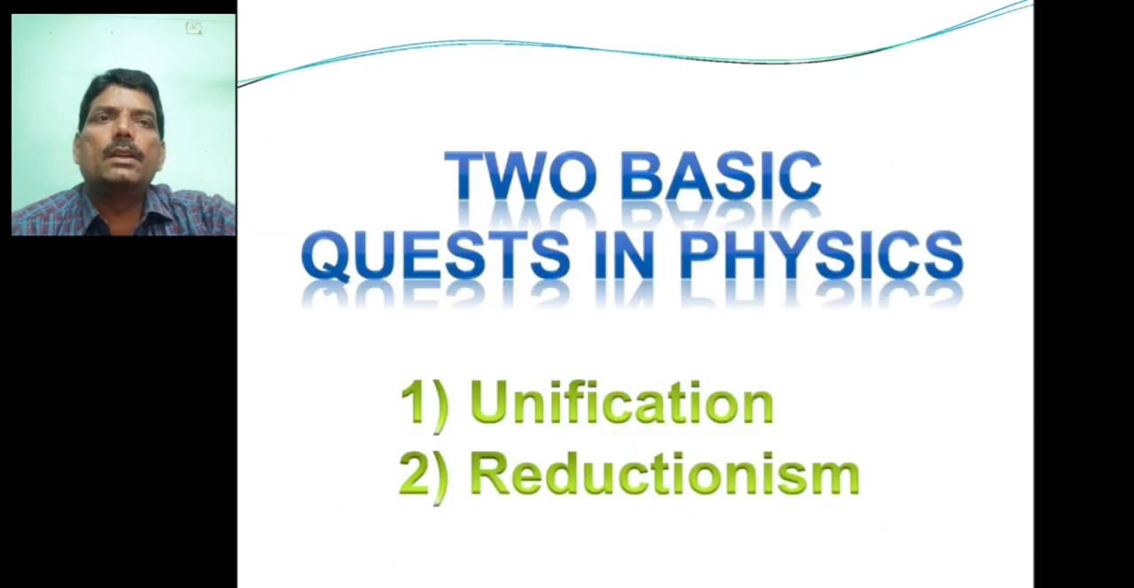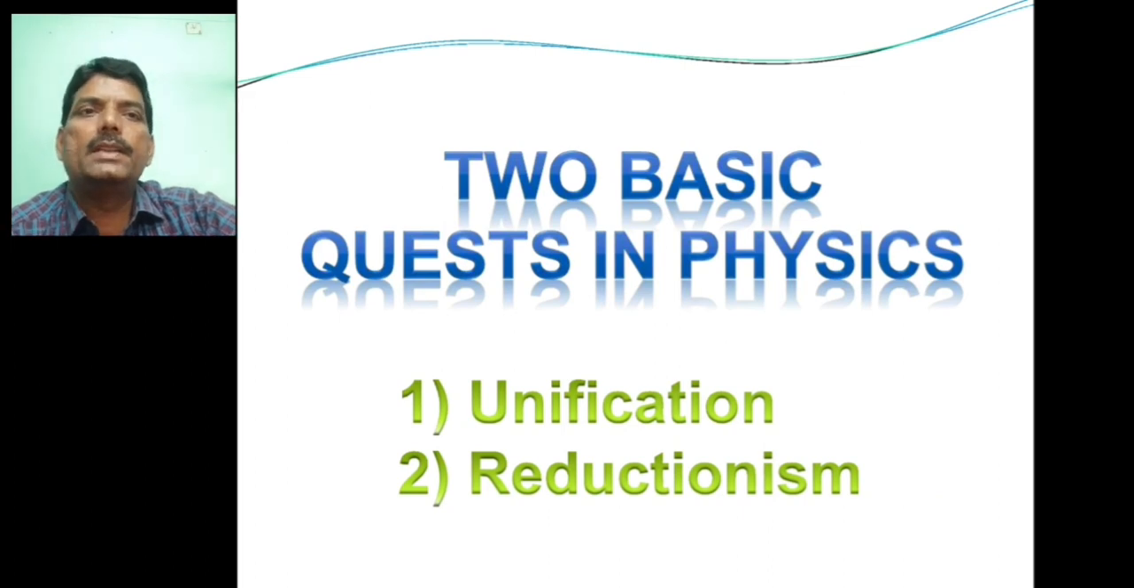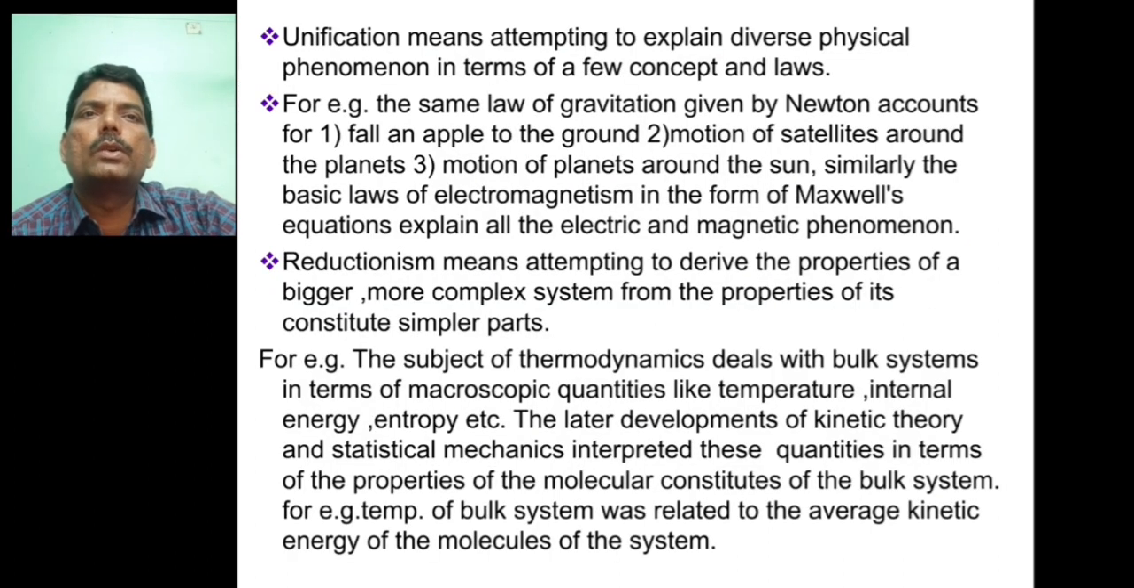So next, two basic quests in physics: unification and reductionism. So what is meant by unification? Unification means attempting to explain diverse physical phenomena in terms of few concepts and laws. For example, the same law of gravitation given by Newton accounts for, number one, the fall of an apple to the ground; second, motion of a satellite around the planet; third, motion of a planet around the sun. Similarly, the basic laws of electromagnetism, in the form of Maxwell's equations, explain all the electric and magnetic phenomena. This comes under unification.